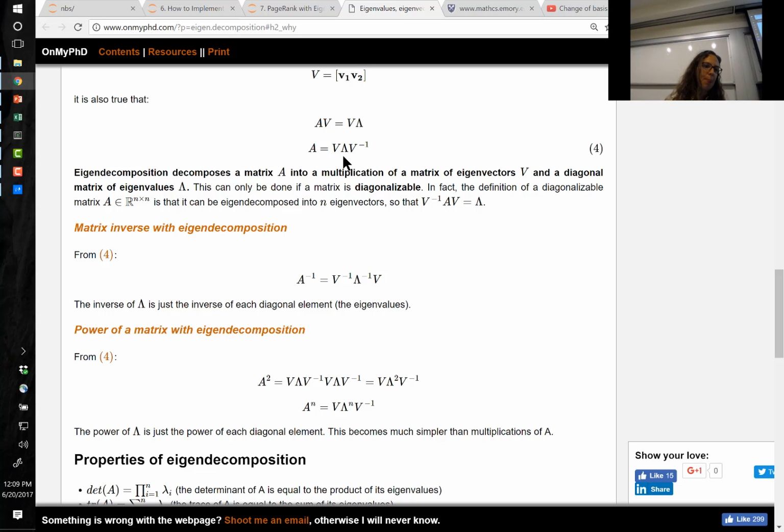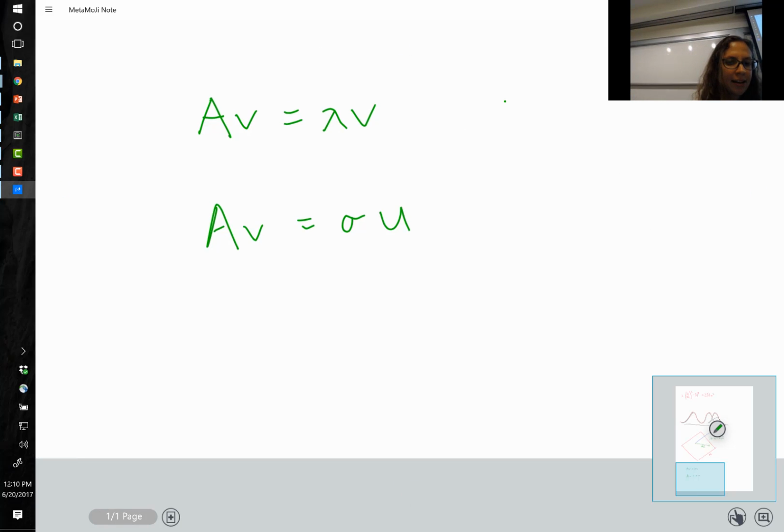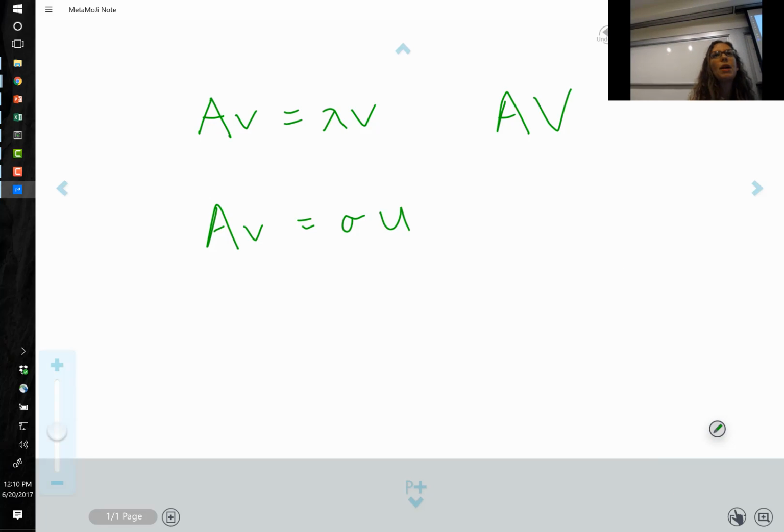And that's the idea of going back and forth between writing eigenvectors and eigenvalues individually as vectors, or putting all the eigenvectors together and saying A times a matrix V, where the columns are the different eigenvectors, equals V times lambda. To make that work, you have to make lambda into a matrix, which is just diagonal with the little lambdas along the diagonal.